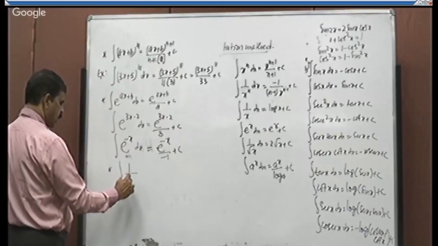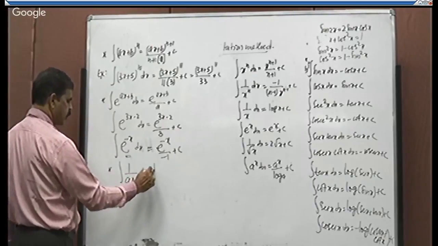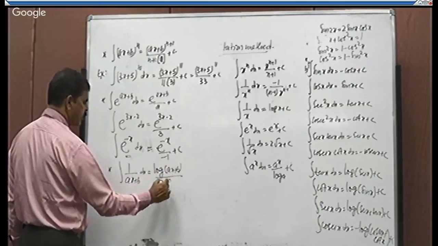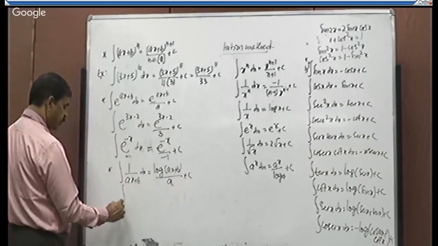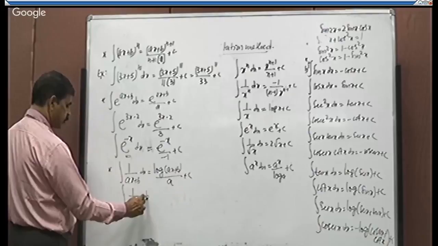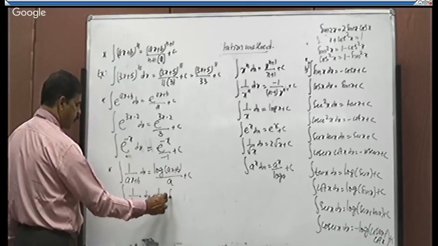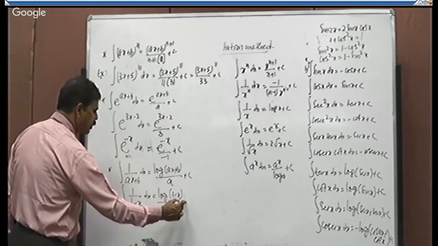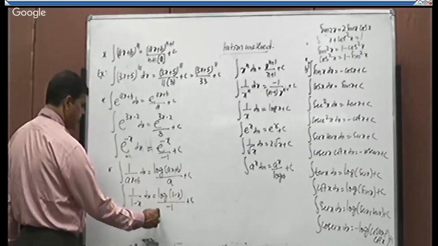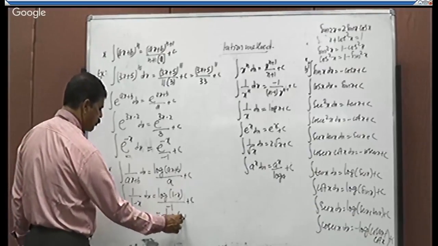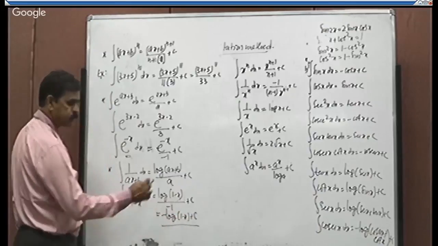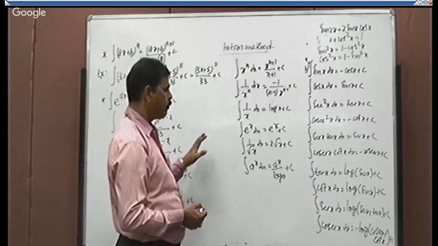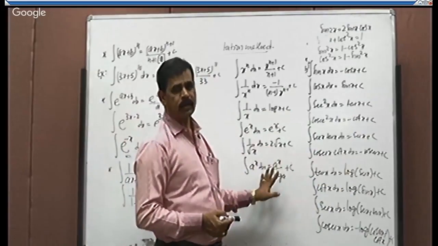See this. Integration of 1 by (ax plus b) dx is equal to what? It is log of ax plus b divided by the x coefficient, that is a, plus c. See the example, 1 by (1 minus x) dx. What is the answer? Log of 1 minus x divided by the x coefficient. The x coefficient is minus 1, plus c. It is equal to minus log of (1 minus x) plus c. Right? So like that, we can extend the same idea for all the standard integrals.